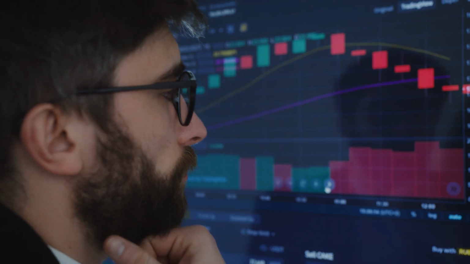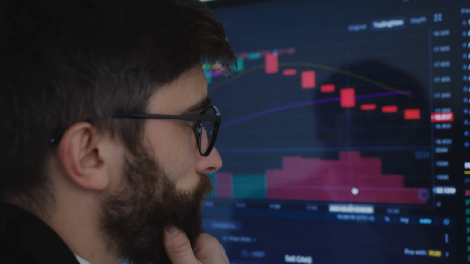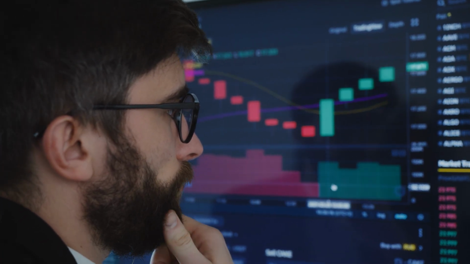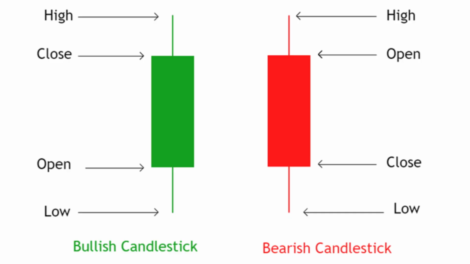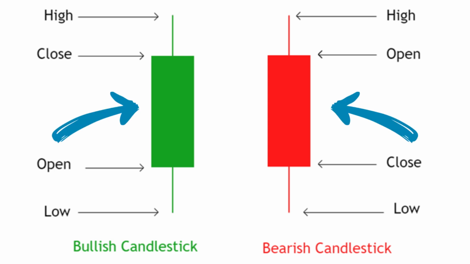These blocks are called candlesticks. Stop looking at them as math. Look at them as a story about a fight between buyers and sellers. Every candlestick tells you four things about a specific time period: the open, the close, the highest point reached, and the lowest point reached. Look at that thick part.